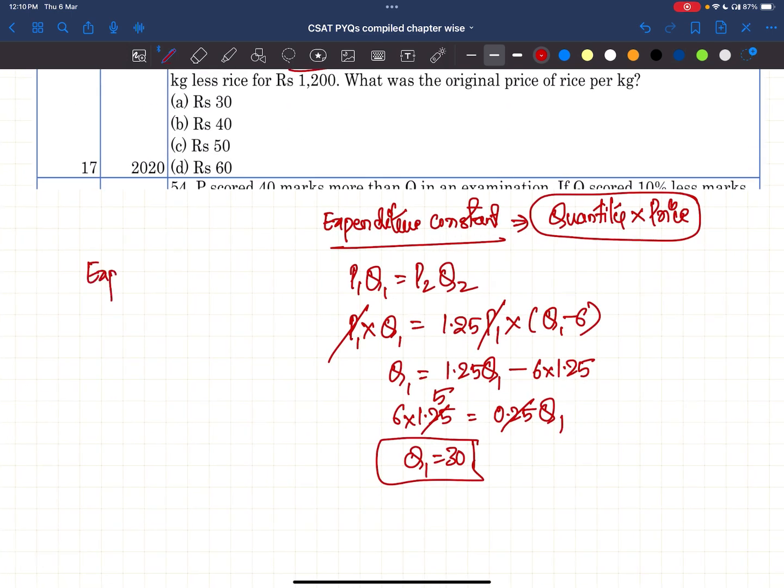Now what has been given? Expenditure is 1200 rupees. That means P1 Q1 equals 1200. We need to find P1. You know Q1 is 30 kgs.